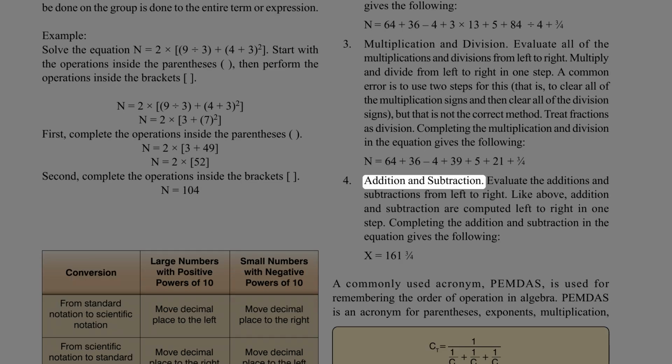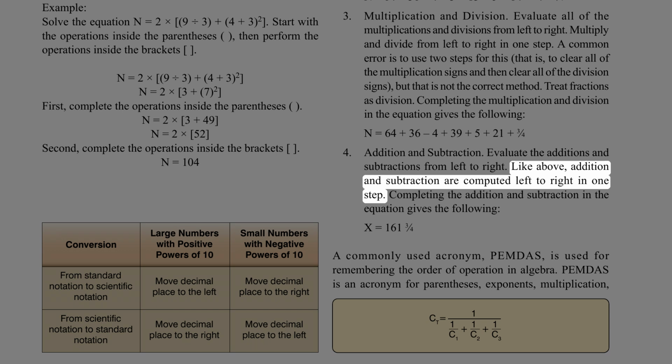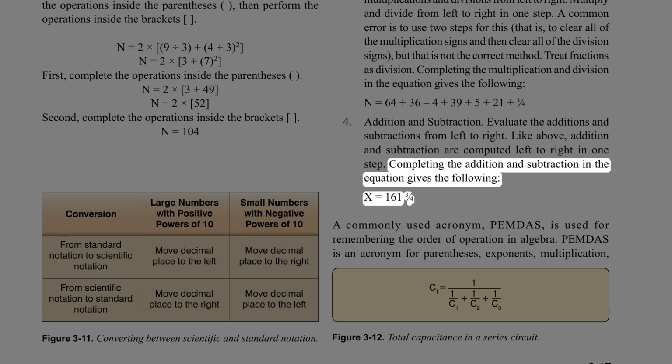Addition and subtraction. Evaluate the additions and subtractions from left to right. Like above, addition and subtraction are computed left to right in one step. Completing the addition and subtraction in the equation gives the following: n equals 161 3/4.